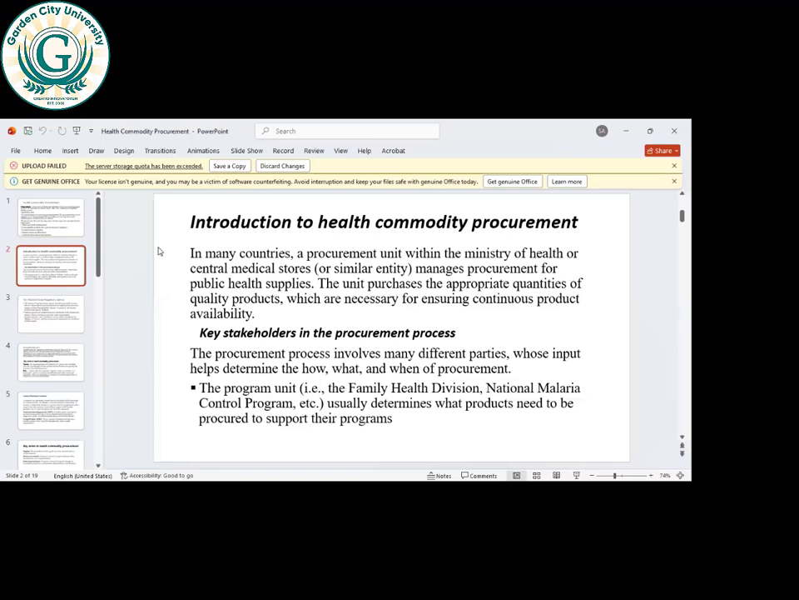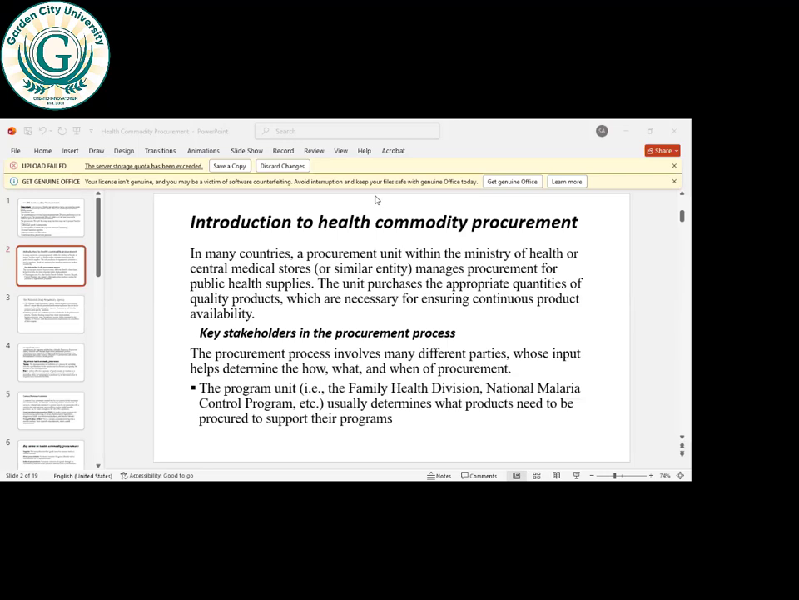So when we say that somebody is a stakeholder, it means that the person has interests. Their interest could be positive or negative. Their actions can impact the organization or vice versa. Whatever the organization does can also affect them. And these are people who play a major role in the procurement process.